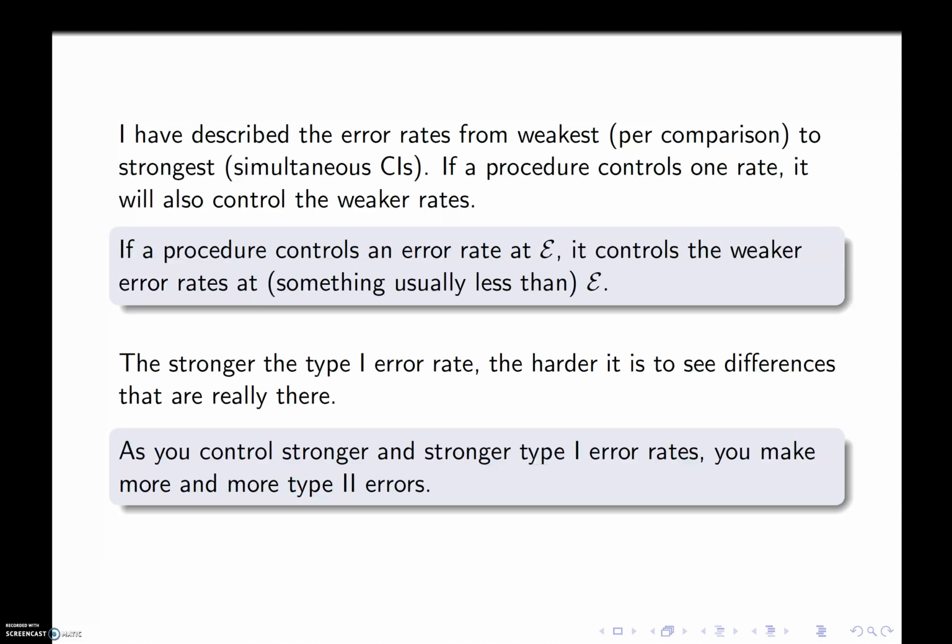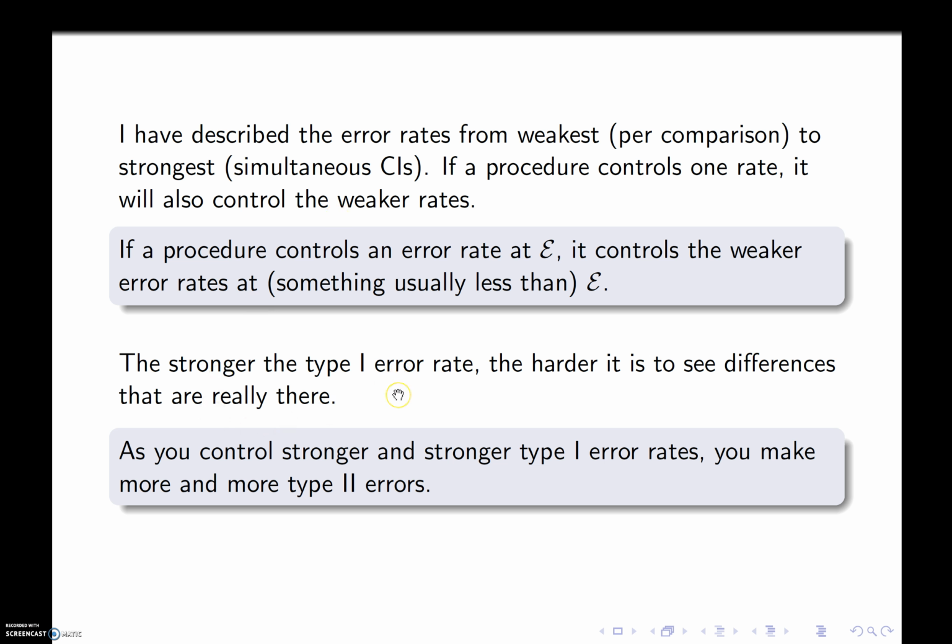So we've talked about error rates from the weakest approach, which is per comparison, just controlling the per comparison, to the strongest, which is simultaneous confidence intervals. If a procedure controls one rate, it also controls the weakest. So if we control our effects using simultaneous confidence intervals, it also controls family-wise, strong and family-wise, it also controls FDR, and it also controls per comparison. Okay, so there's a hierarchy that naturally occurs.